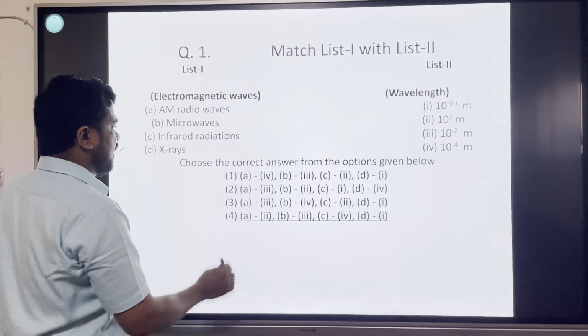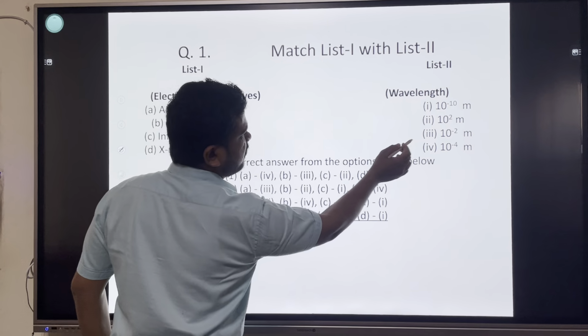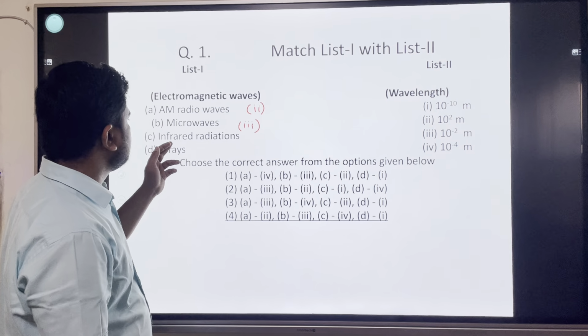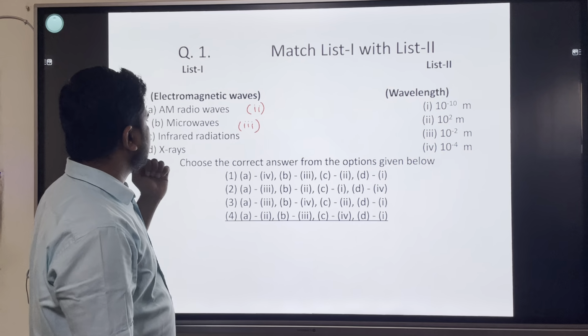From these waves, AM waves have the largest wavelength. The largest wavelength from the given values is the second one, 10 raised to 2. Microwaves have somewhat less wavelength than radio waves, and the second largest wavelength is 10 raised to minus 2, in the third number. Infrared radiations have the third wavelength range, 10 raised to minus 4, the fourth one.